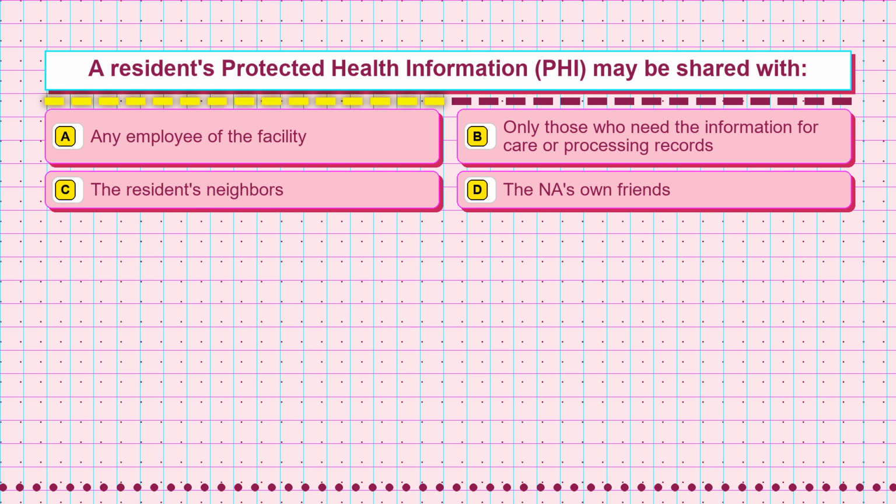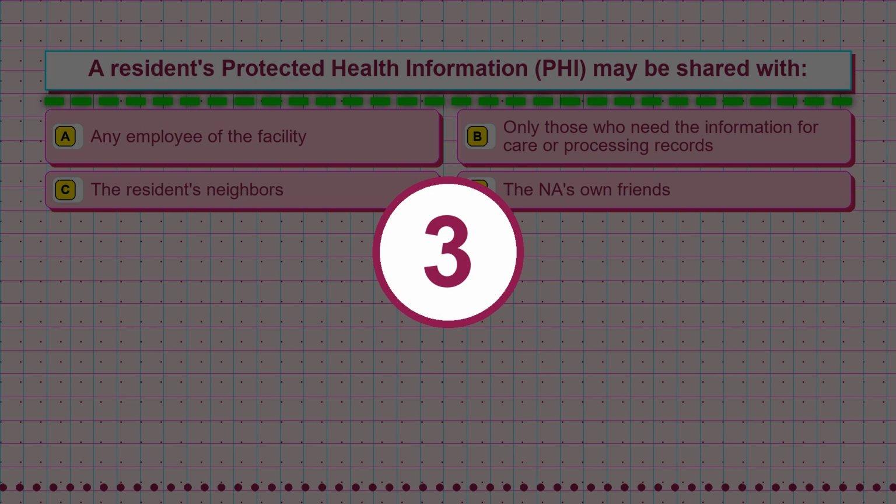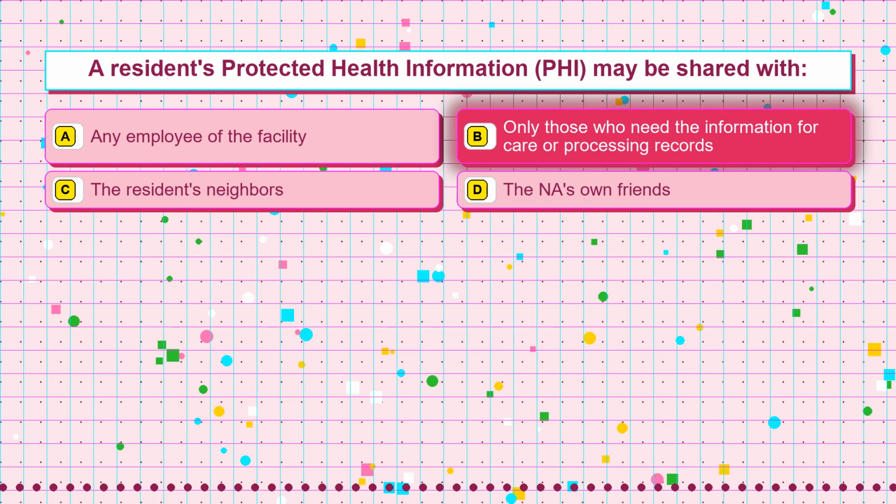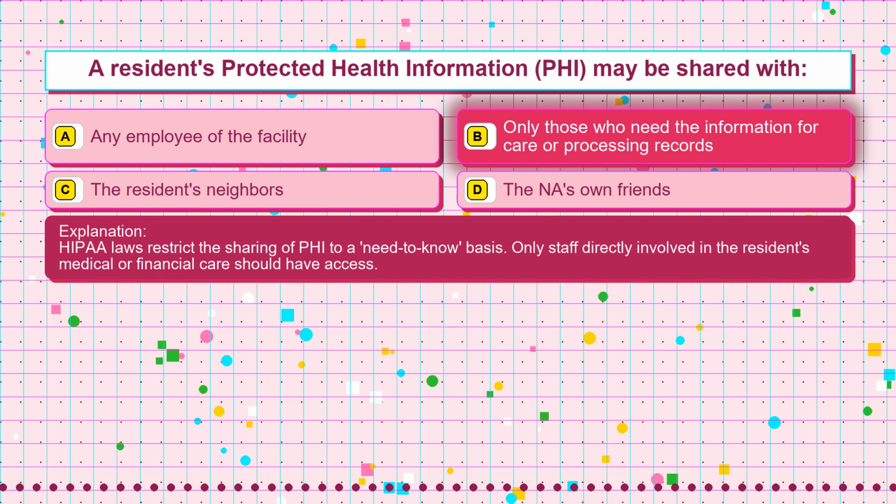Question 60. A resident's protected health information, PHI, may be shared with: Option A, any employee of the facility. Option B, only those who need the information for care or processing records. Option C, the resident's neighbors. Option D, the NA's own friends. The correct answer is option B, only those who need the information for care or processing records. HIPAA laws restrict the sharing of PHI to a need-to-know basis. Only staff directly involved in the resident's medical or financial care should have access.